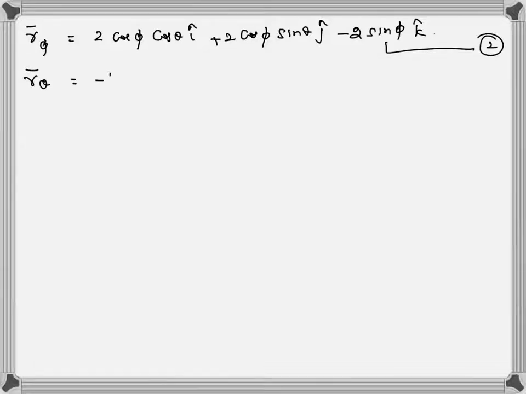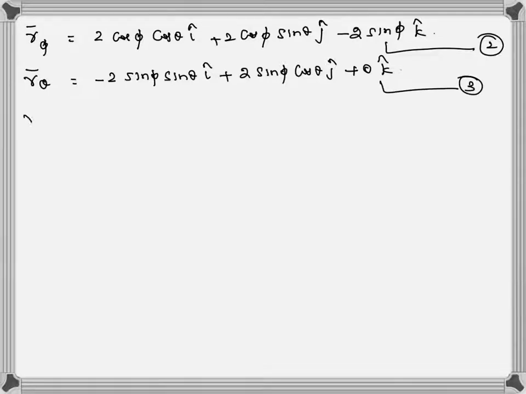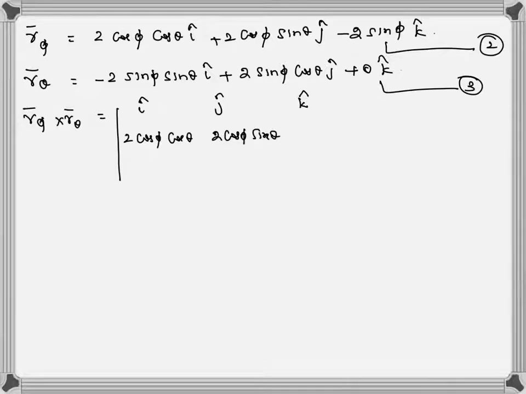Then let's similarly find r_theta, which is the partial derivative of r with respect to theta, which will be negative 2 sine phi sine theta i plus 2 sine phi cosine theta j plus 0 k. We'll call it step number 3. So r_phi cross r_theta is the determinant. The first row is i, j, k, the standard basis vectors. Then the next row is the components of r_phi. The third row is the components of r_theta.